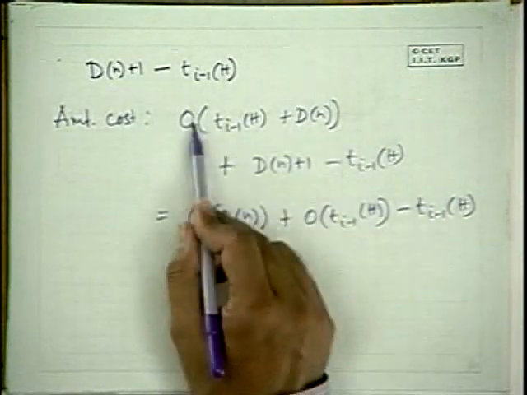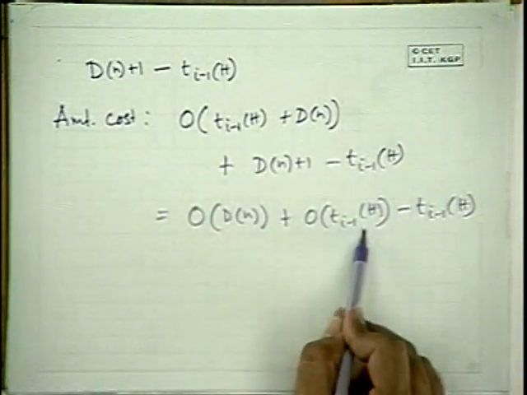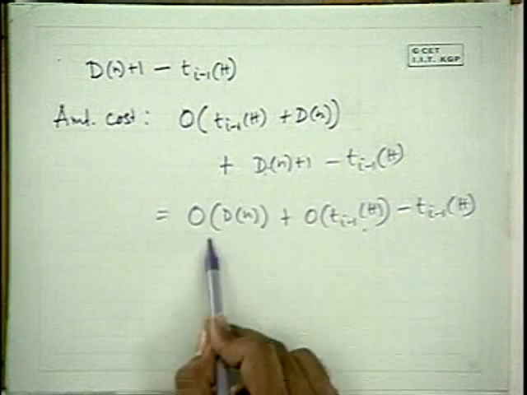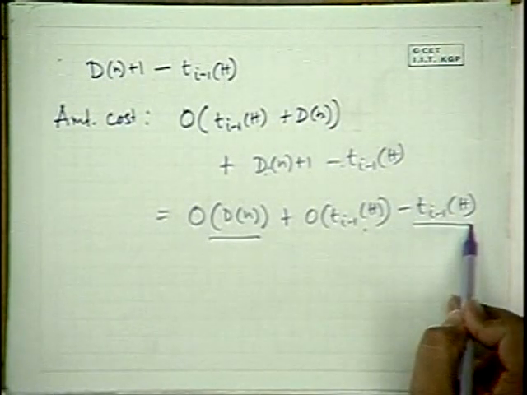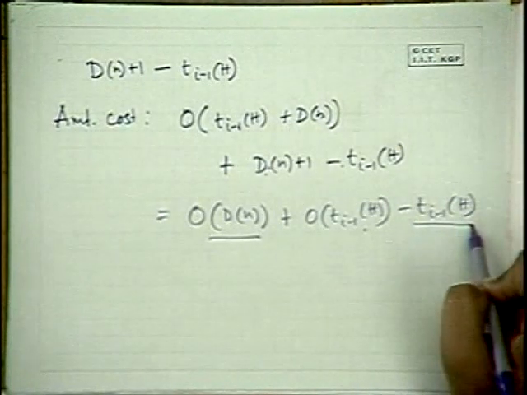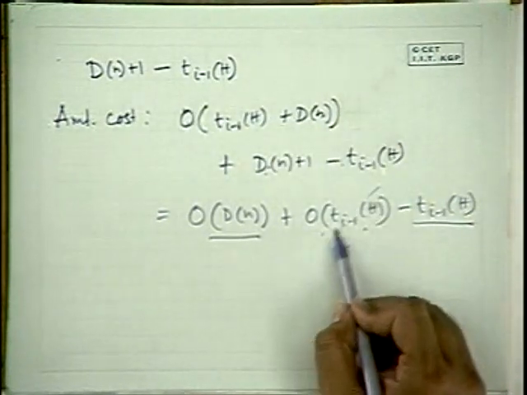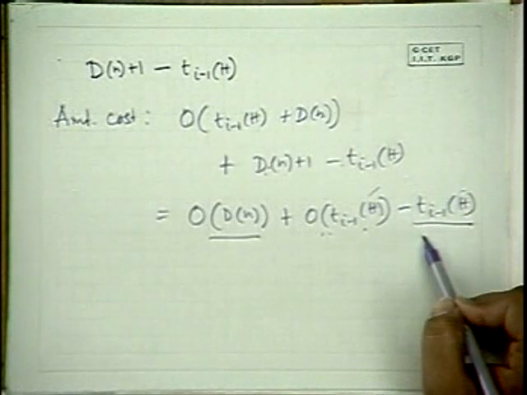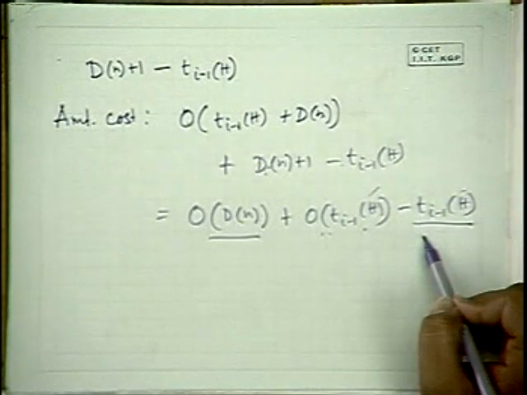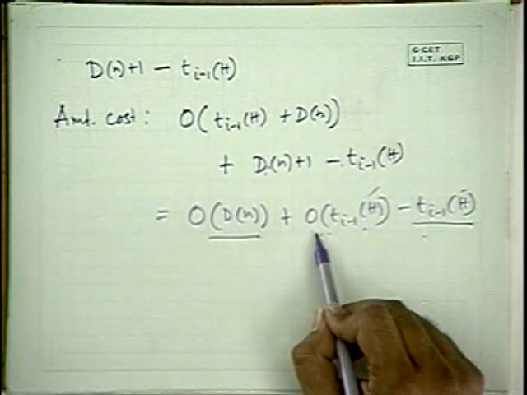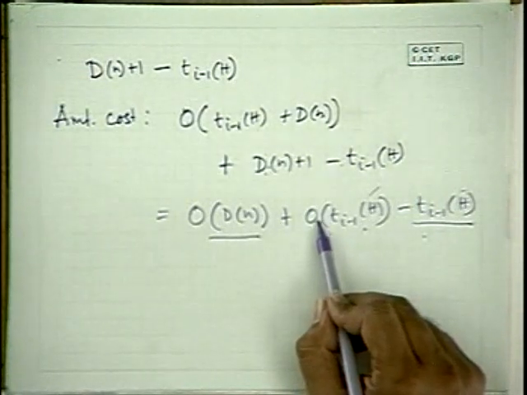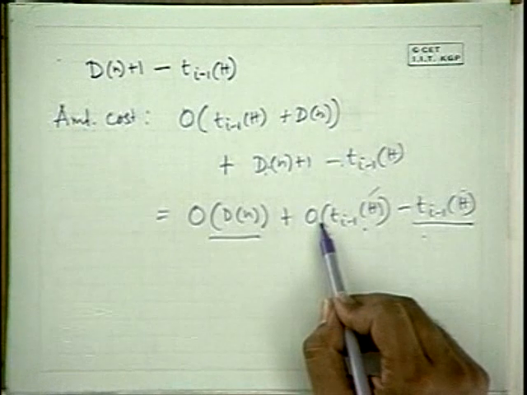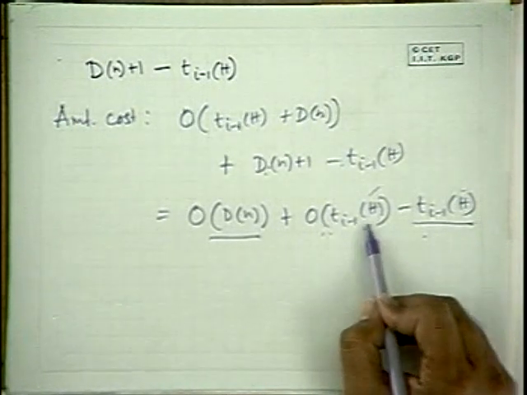I just broke it up. This one is order of Ti minus 1h, order of Dn, this 2 order of Dn goes here, and then I just take out here. Now, here is a trick. I can cancel this Ti minus 1h with this Ti minus 1h. You cannot do it straightforwardly because this is in the order term. So there is a constant here.